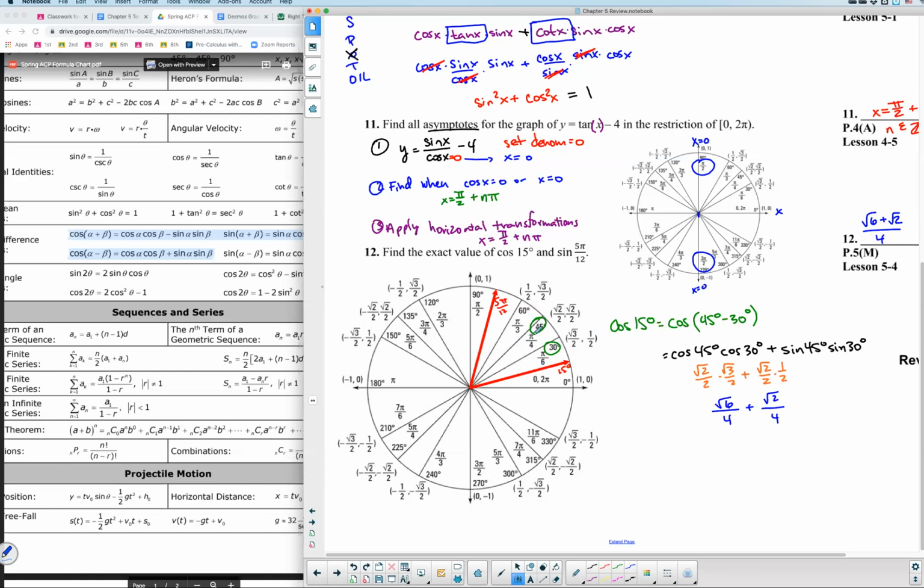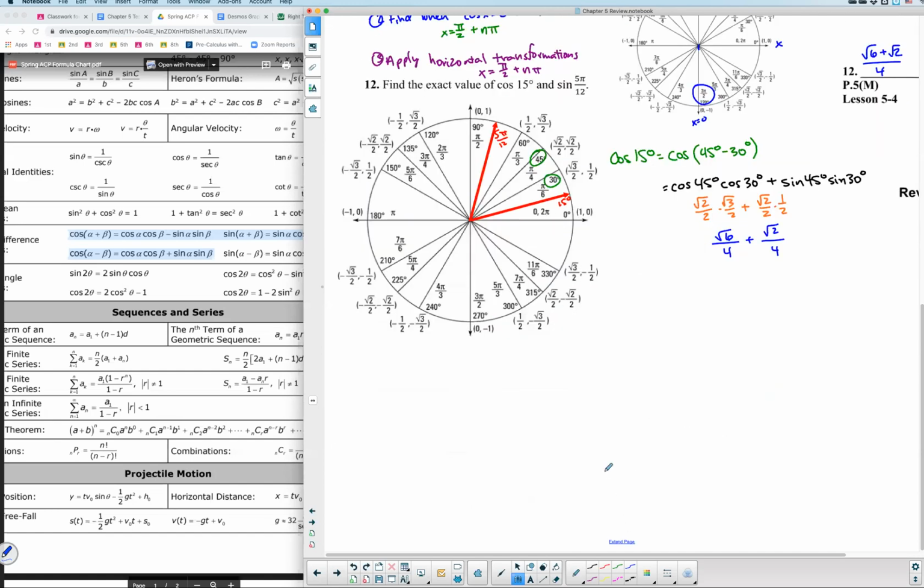Now, we think that sine of 5 pi over 12 would match or create the same answer choice. Let's see. So sine of 5 pi.